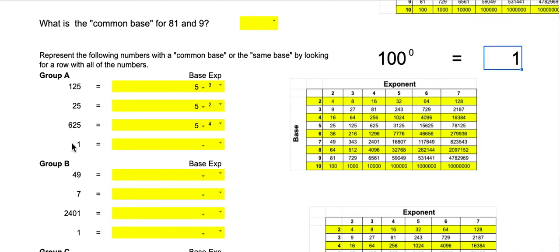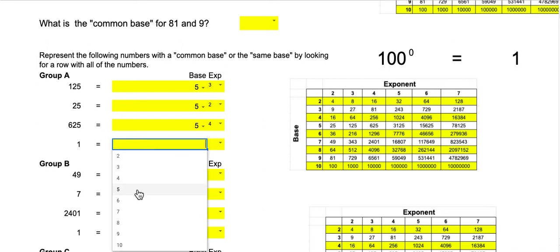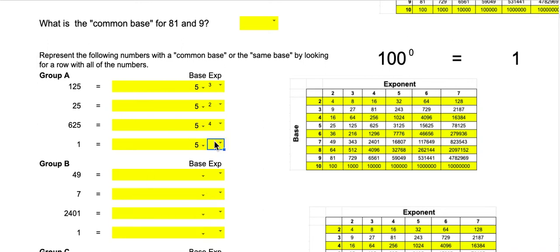So if I want to get an evaluated power of 1, I just need to make it 5 to the exponent of 0, right? 5 to the exponent of 0. And that's how we get 1. So those are in a common base.